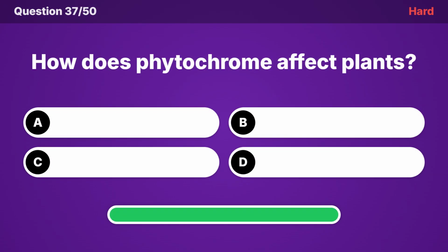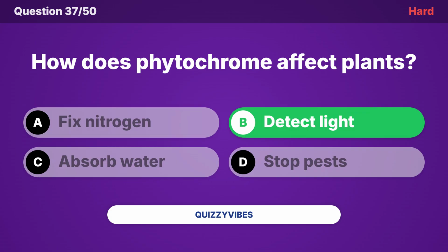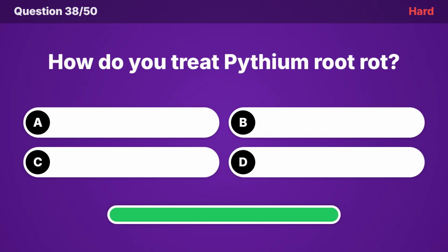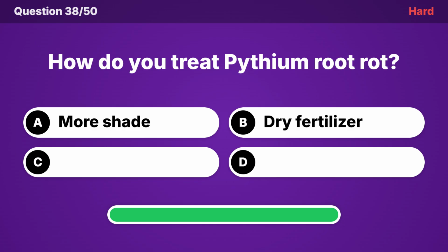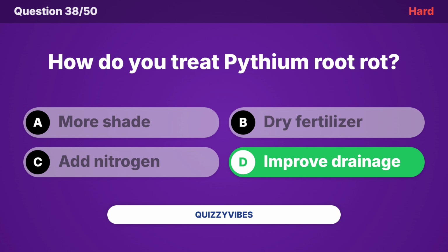How does phytochrome affect plants? And the answer is detect light. How do you treat Pythium root rot? The answer is improved drainage.